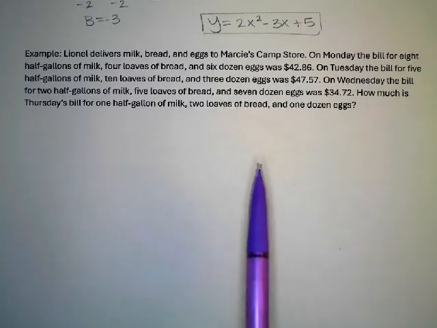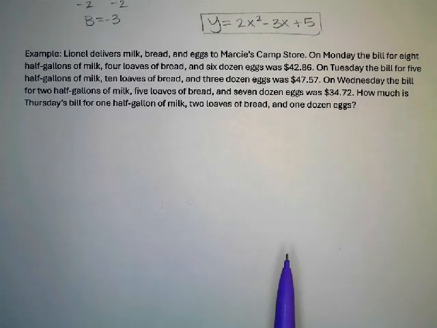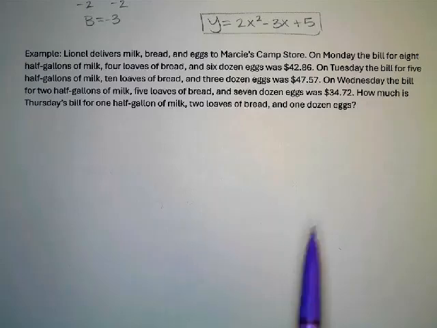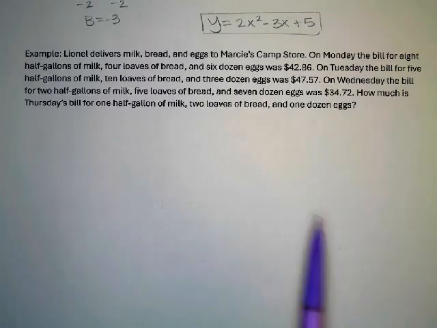So it says Lionel delivers milk, bread, and eggs to Marcy's camp store. On Monday, the bill for 8 half-gallons of milk, 4 loaves of bread, and 6 dozen eggs was $42.86. On Tuesday, the bill for 5 half-gallons of milk, 10 loaves of bread, and 3 dozen eggs was $47.57. On Wednesday, the bill for 2 half-gallons of milk, 5 loaves of bread, and 7 dozen eggs was $34.72. How much is Thursday's bill for 1 half-gallon of milk, 2 loaves of bread, and 1 dozen eggs?